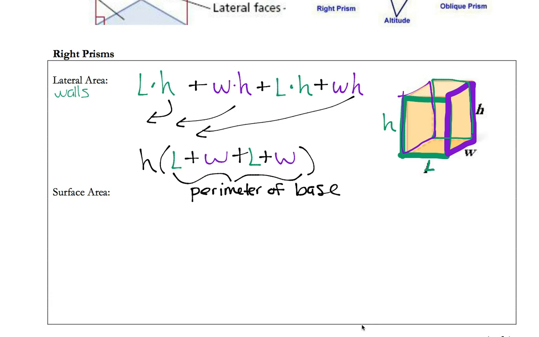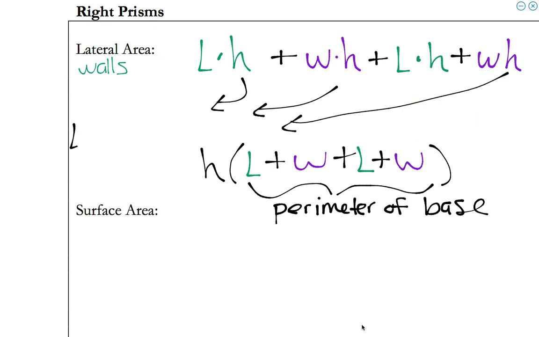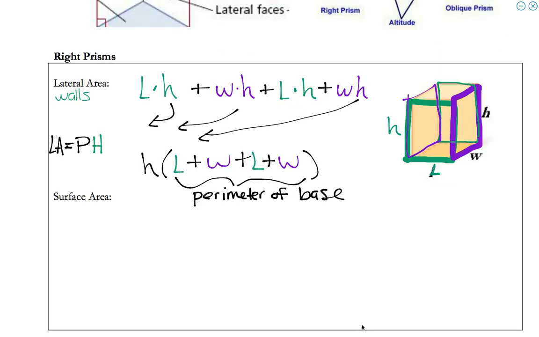So the formula for lateral area is LA equals perimeter times height. We'll call it capital H. It almost looks like volume. Volume was B times H. Lateral area is P times H.